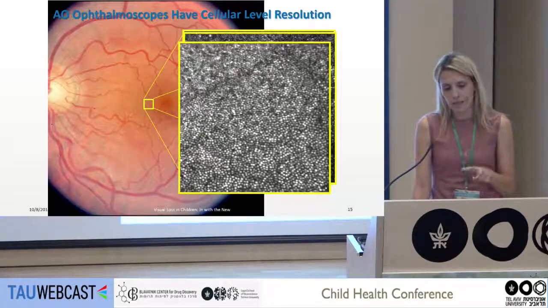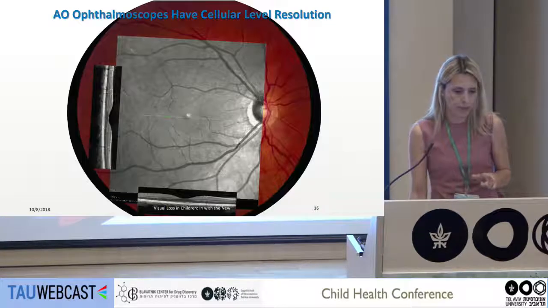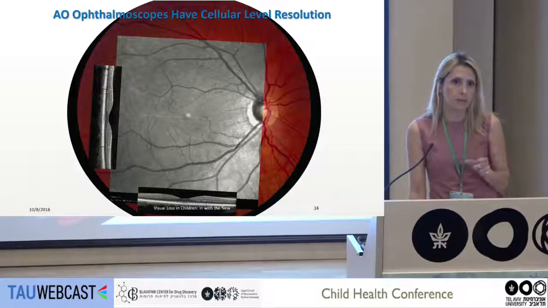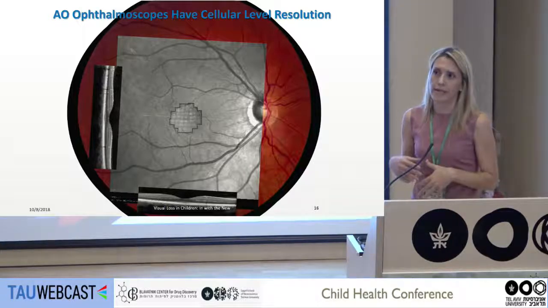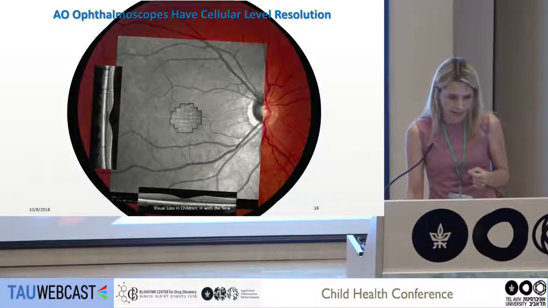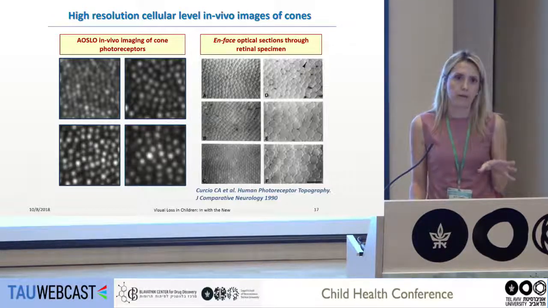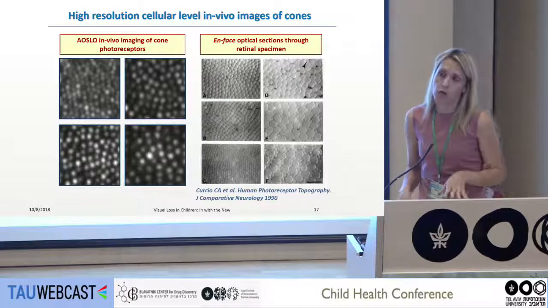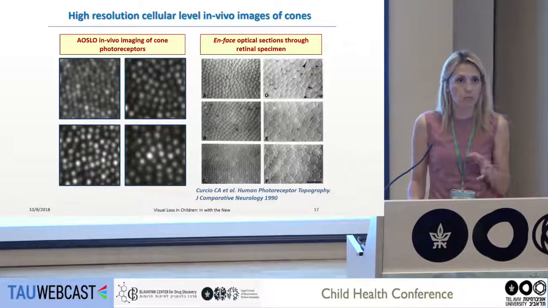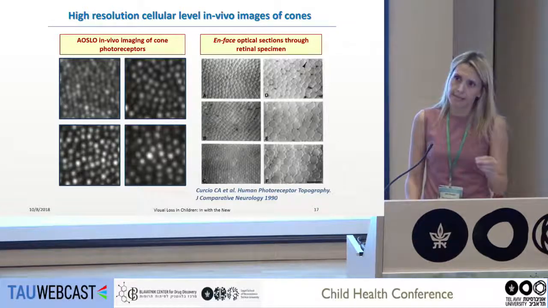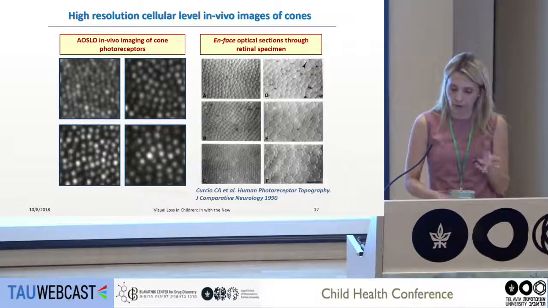When averaging several frames like that together, we get a higher signal-to-noise ratio. If we combine several adaptive optics images together, we get a montage that enables correlation with macroscopic clinical findings. Here are a few examples of cone photoreceptor mosaics that were imaged in vivo in a normal eye, shown side by side with images of photoreceptors that were obtained from human retinal flat mounts. And I think it is easy to appreciate the striking similarity between those images that were obtained in vivo and ex vivo.